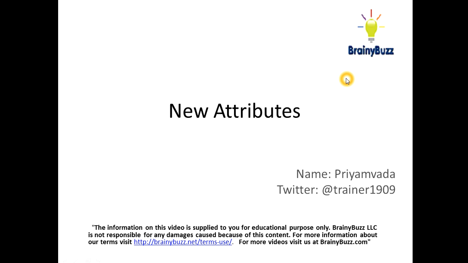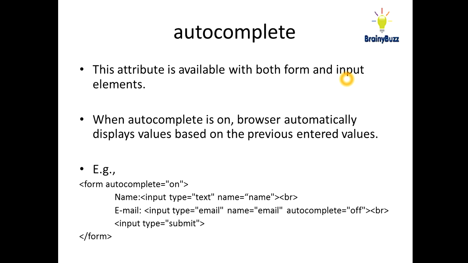So far we have seen some of the new elements that are introduced in HTML5, and today we'll see the new attributes that are introduced. So one is the autocomplete. This particular attribute is available with both forms and input elements. When autocomplete is on, the browser will automatically display values based on the previously entered values. So let's see a demo for it.